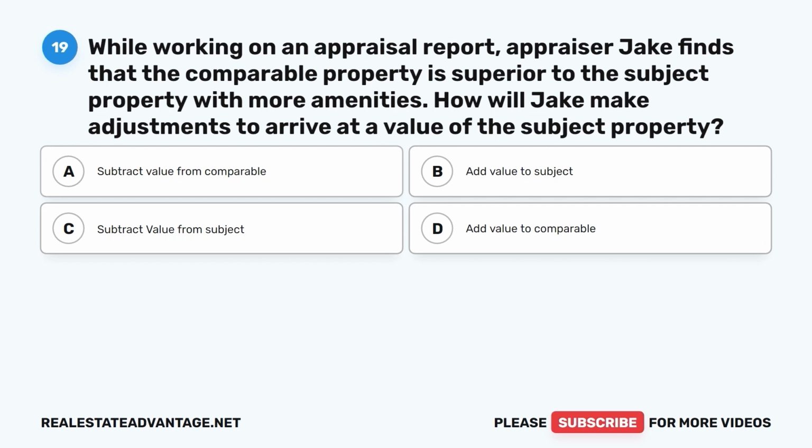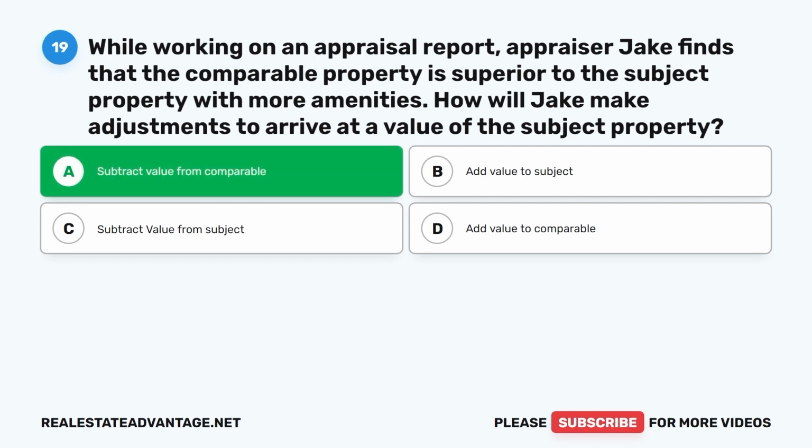the subject property with more amenities. How will Jake make adjustments to arrive at a value of the subject property? A. Subtract value from comparable. B. Add value to subject. C. Subtract value from subject. D. Add value to comparable. The correct answer is A.